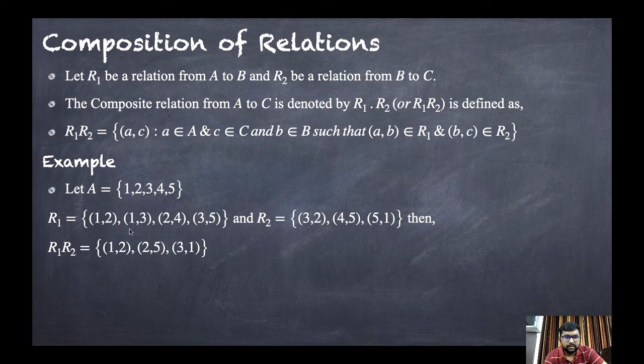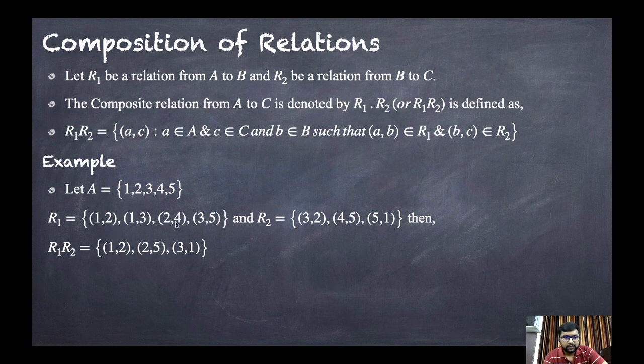Now for this, 1's image is 3, or 1 goes to 3. Now in R2, check whether 3 goes to some other point or not. Yes, here 3 goes to 2. So the final entry for the composition will be 1, 3, 3, 2. That means 1 goes to 3, 3 goes to 2, so the entry will be 1 and 2. So this is the entry (1, 2).